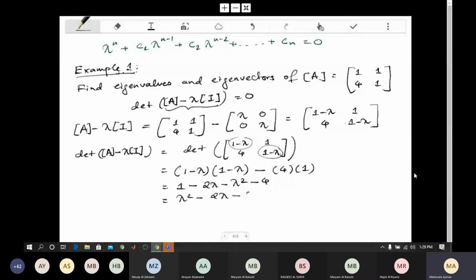As you know, the characteristic equation says that the determinant of the matrix A minus lambda times I is equal to 0. So we take the characteristic polynomial that we got here and we equate it to 0. So we'll equate lambda squared minus 2 lambda minus 3 to 0. Now you can see this is a quadratic equation, so you can solve it using the quadratic formula.